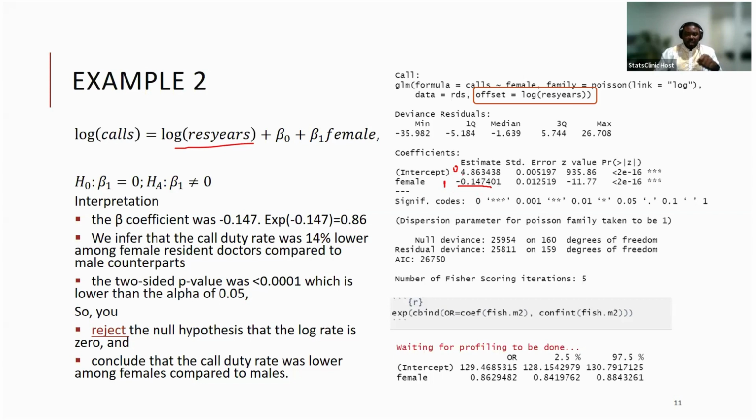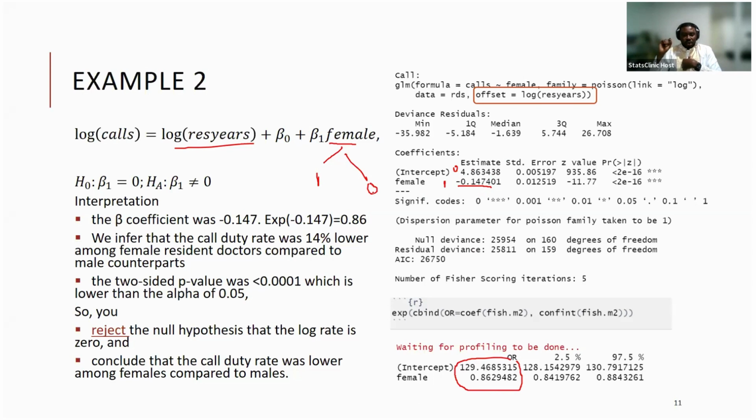Now, if you take the exponent of beta 0 and beta 1, you get these two numbers, which are down here. The exponent of beta 0, which is 4.80, is 129.5. And we said that this female variable is 1 if it's female and 0 if it's male.